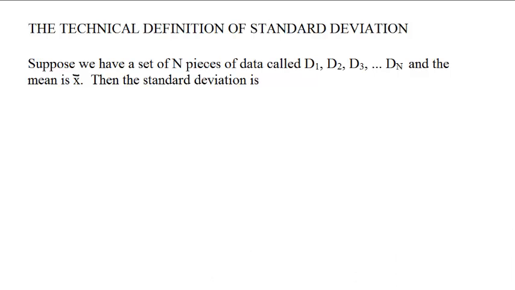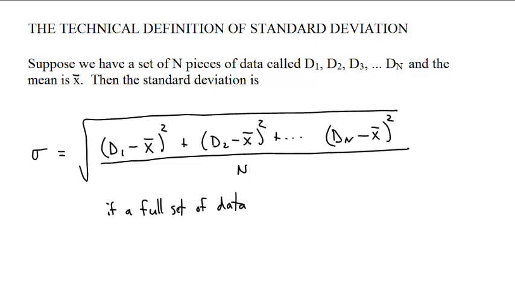Here is the technical definition of standard deviation. Suppose we have a set of n different pieces of data: data point 1, data 2, data 3, up to data sub n, d sub 1, d sub 2, up to d sub n. This is all of our information, and the mean is some x bar. Then the standard deviation is this.